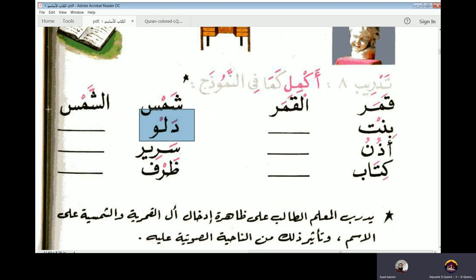So I do dalwun. Dalwun, a bucket. Okay, it's not what I thought about. Dalwun is a bucket, and Al Dalwun is the bucket. No, this is a Shamsi letter, so the Lam will be silent. Ad-dalwun. Ad. Join alif with dal. Ad-dalwun.